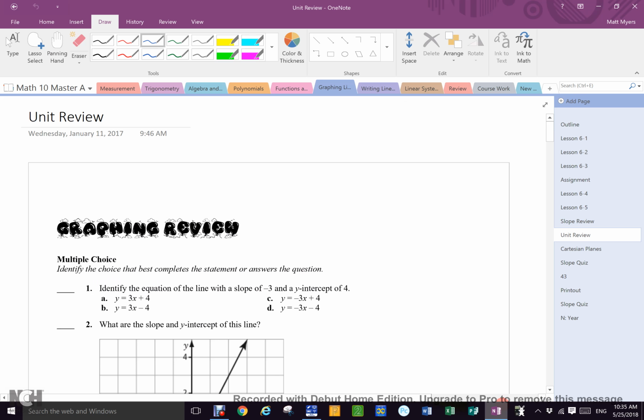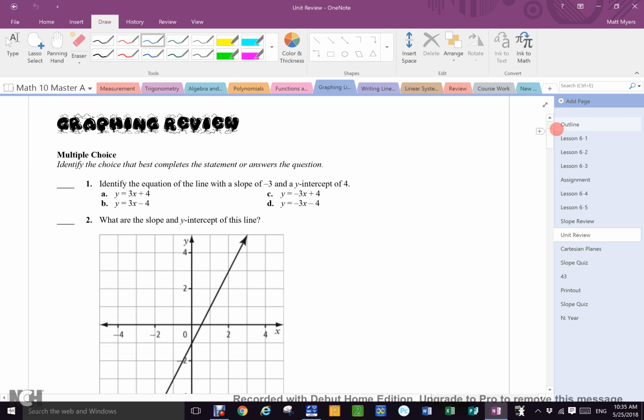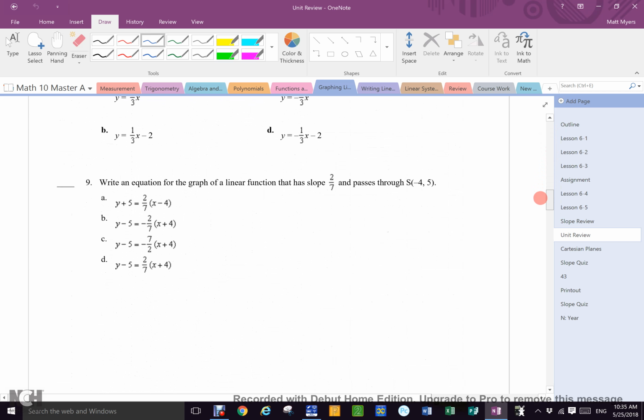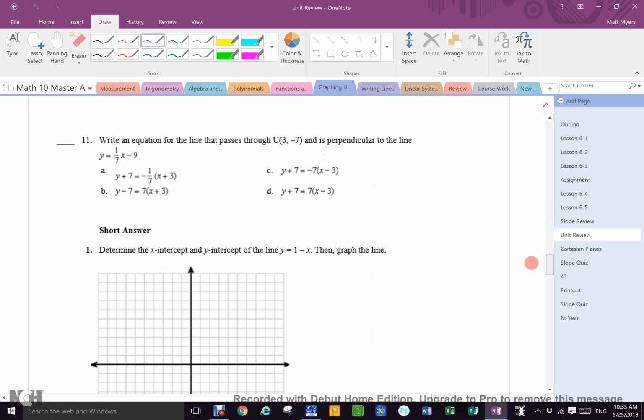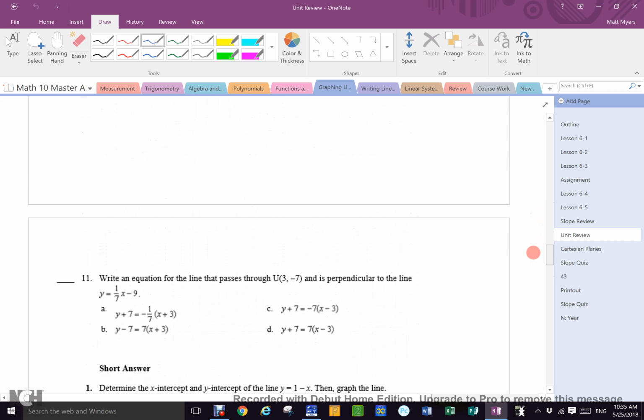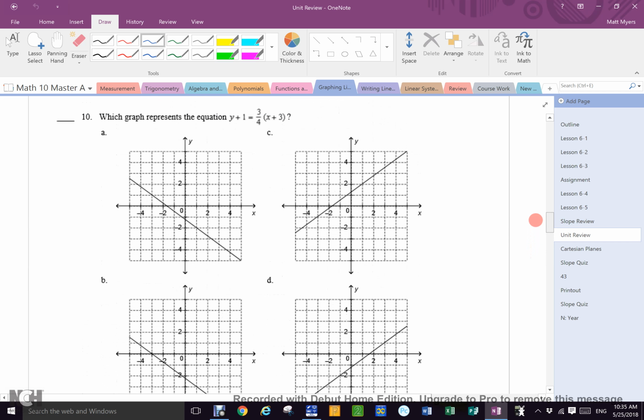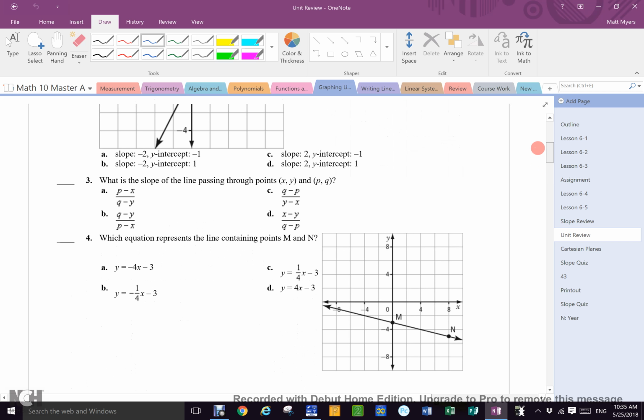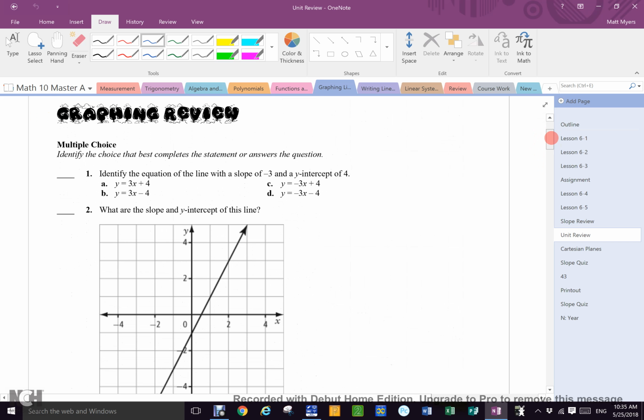Are less than confident, even though you should feel confident. Are people done the multiple choice up to 11? Everybody? All right, well, let's do that then. That will be helpful.